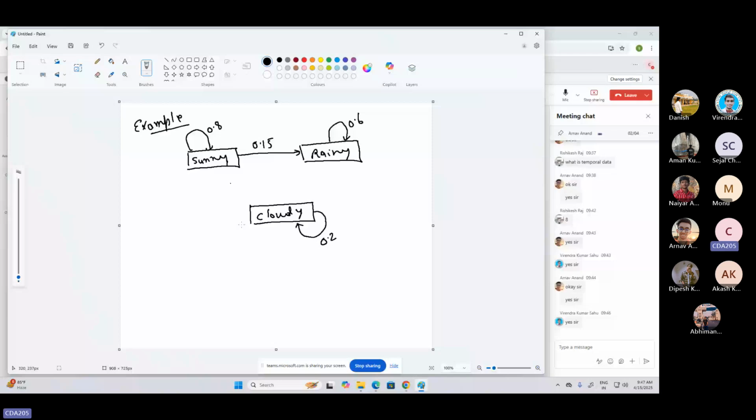See, Sunny की जो activity है, उसकी total probability कितनी होगी? 1 ही होगी. It will be 1. So 0.8 and 0.15 already happened. So next what will be there? What is the value? It will be 0.05.